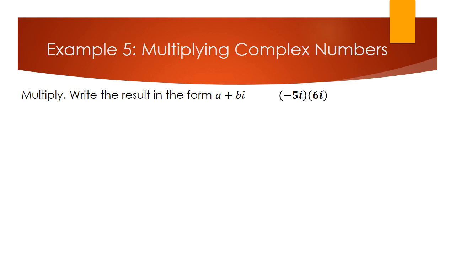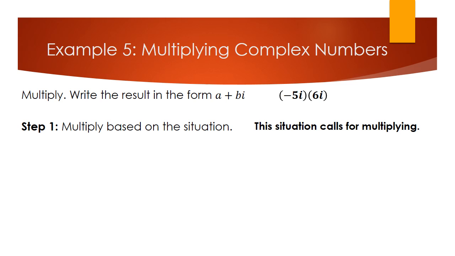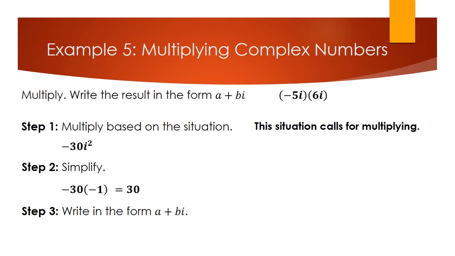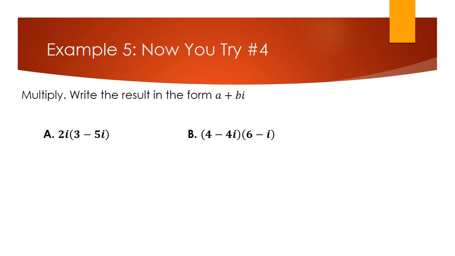Last one for our example for multiplying. Multiply based on the situation. This one here we're just straight multiplying. Negative 5 times 6 is negative 30. i times i is i squared. Simplify this. We know that i squared is the same as negative 1. Negative 30 times negative 1 is 30. Rewrite it in the form of a plus bi, which just so happens to also be 30. These are your last two for the Now You Try. Enter them in online. See you tomorrow.